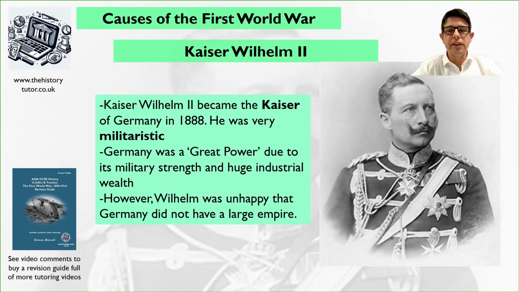So firstly, let's start with Kaiser Wilhelm II and how his foreign policy started to lead to war. So Kaiser Wilhelm was the Kaiser of Germany from 1888. He was very militaristic, having been an important Prussian military leader and from that Prussian history of military success. He thought Germany was a great power due to its military strength and huge industrial wealth. However, Wilhelm was unhappy. Germany did not have a large empire. It missed all the empire building of carving up Africa and other places. So the Kaiser felt like an emperor without an empire.